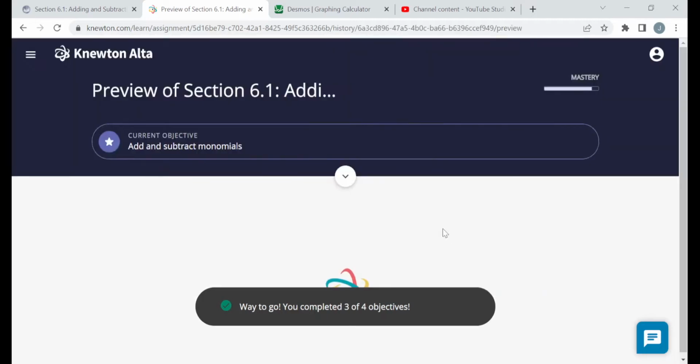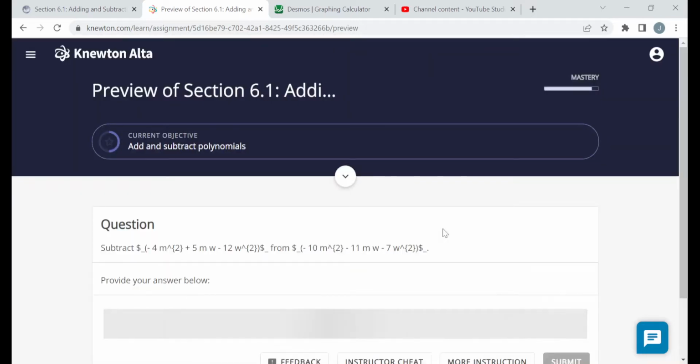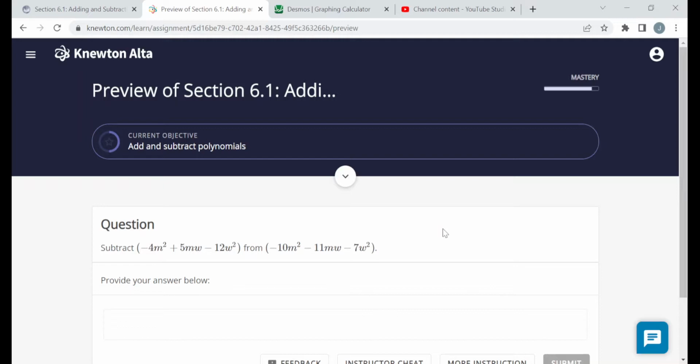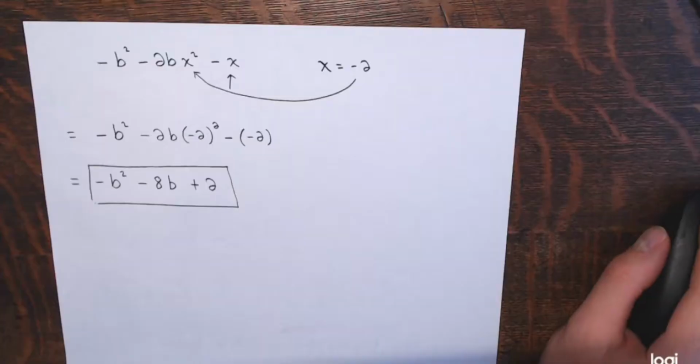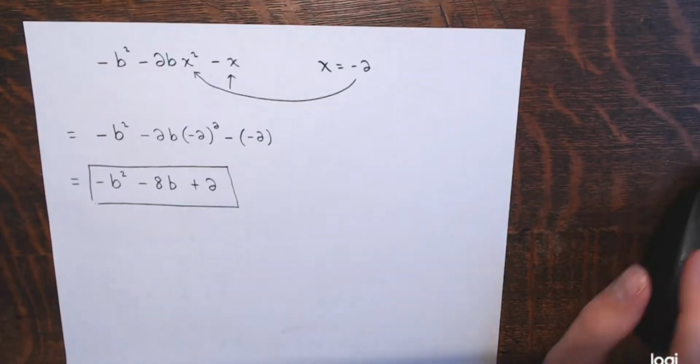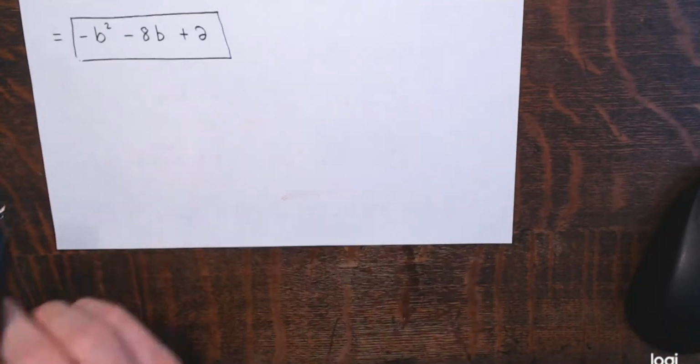Great, now we just have to do adding, subtracting of polynomials. So once again, subtraction. So again, subtract this from this. So the second polynomial goes first, then minus that first polynomial. So I'll write this one out again. There's a lot of space here. I'll just do it here.